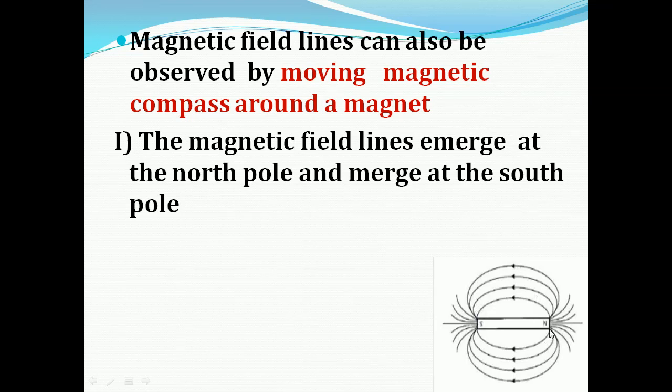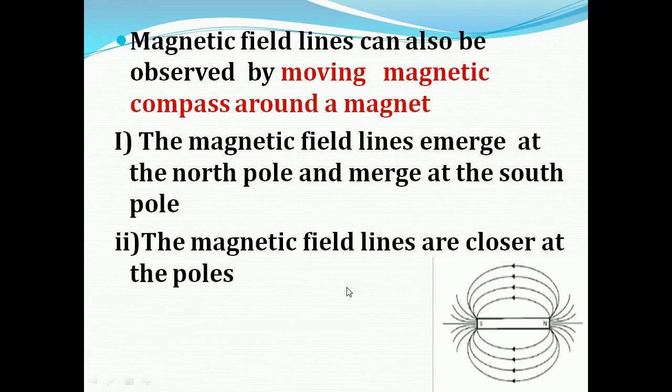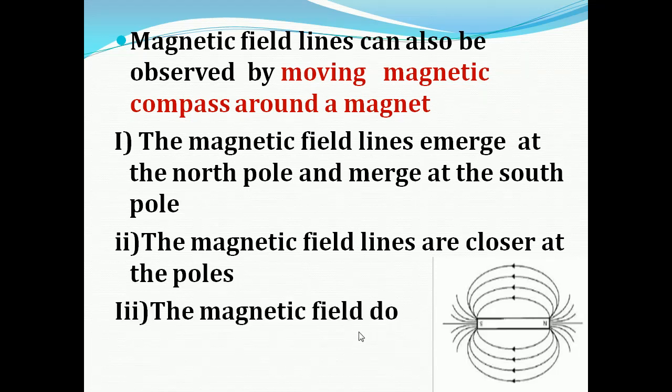Understood? Now, the second property is that the magnetic field lines are closer at the poles. They will be very close to the poles. And magnetic field lines do not intersect each other. You can see in the picture they are not meeting each other. Intersecting means meeting each other.